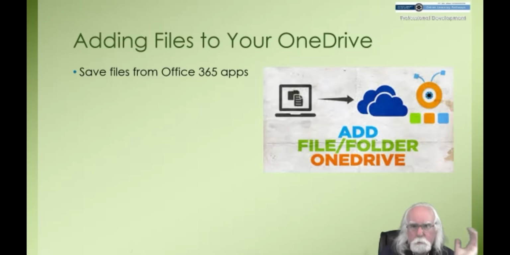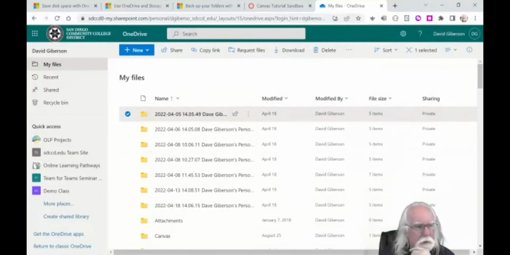Indeed, the default save location for your Office 365 apps is OneDrive. If you're using the web app for Word or Excel or PowerPoint, it's very difficult to get a copy of the file onto your local hard drive. Microsoft very much wants that to go to OneDrive. Let's see what that looks like. Let me pull up the web browser again here.